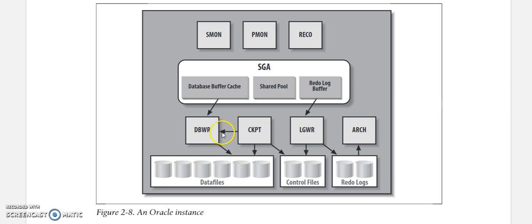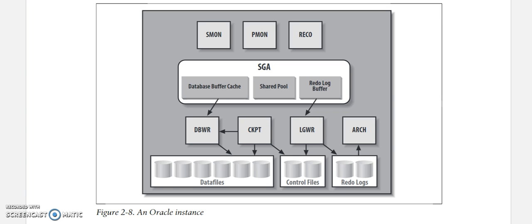Next, we have four more background processes. First is the database writer. Next would be our checkpoint. Then we have the log writer and the archiver. The database writer writes the blocks from the database buffer cache in the SGA to the data files on the disk. It's what brings everything down and stores it into the data files for the tablespaces.